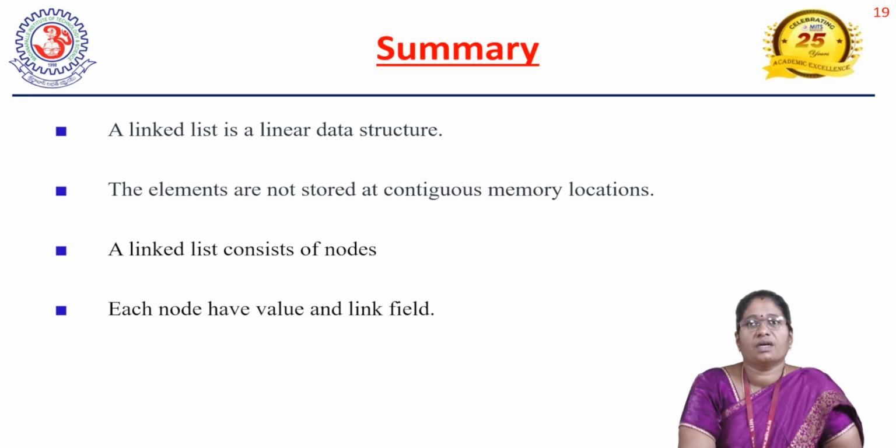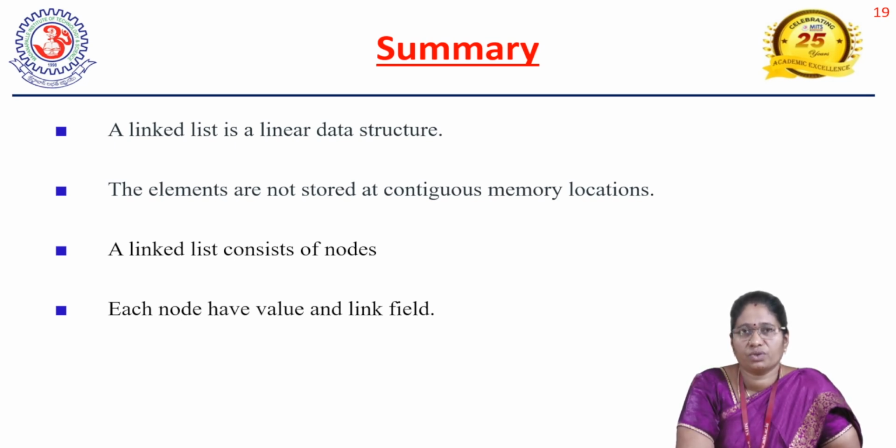After that, a list means a collection of nodes. It consists of a number of nodes. That is called a list. Each node has two portions. One portion stores our element, or the value, and the other is the link portion, or reference to the next node. These are the points we discussed in today's session.